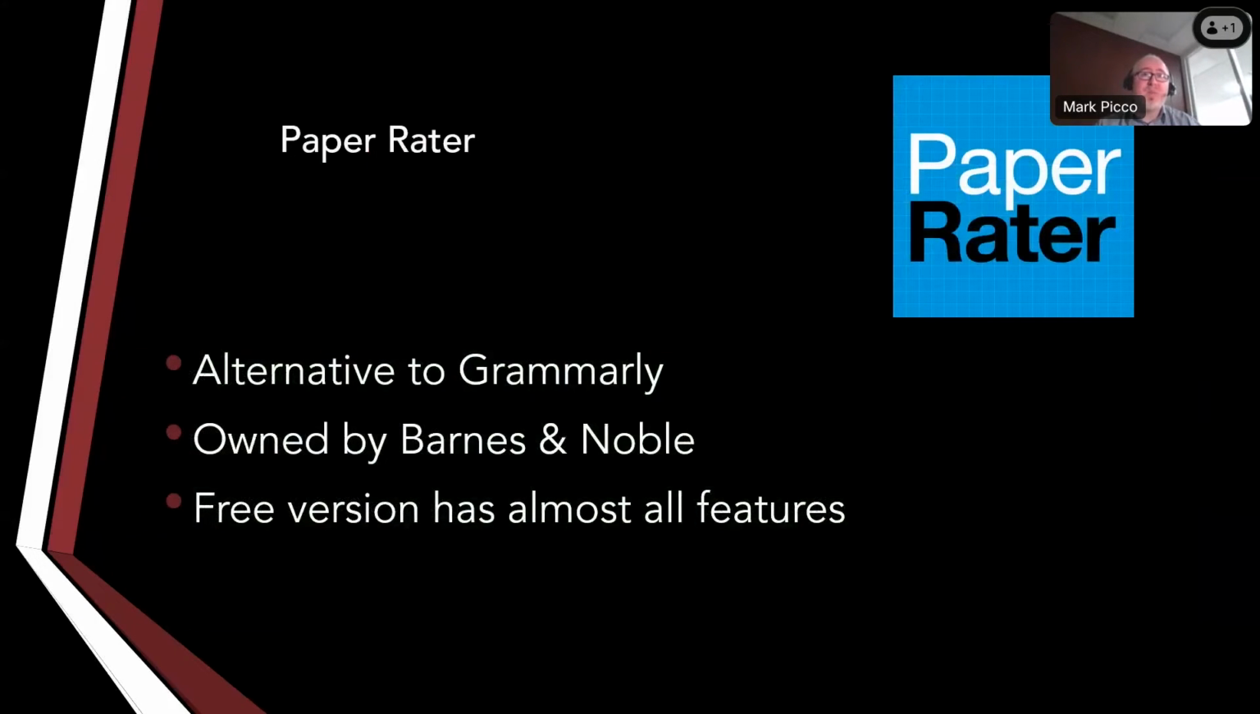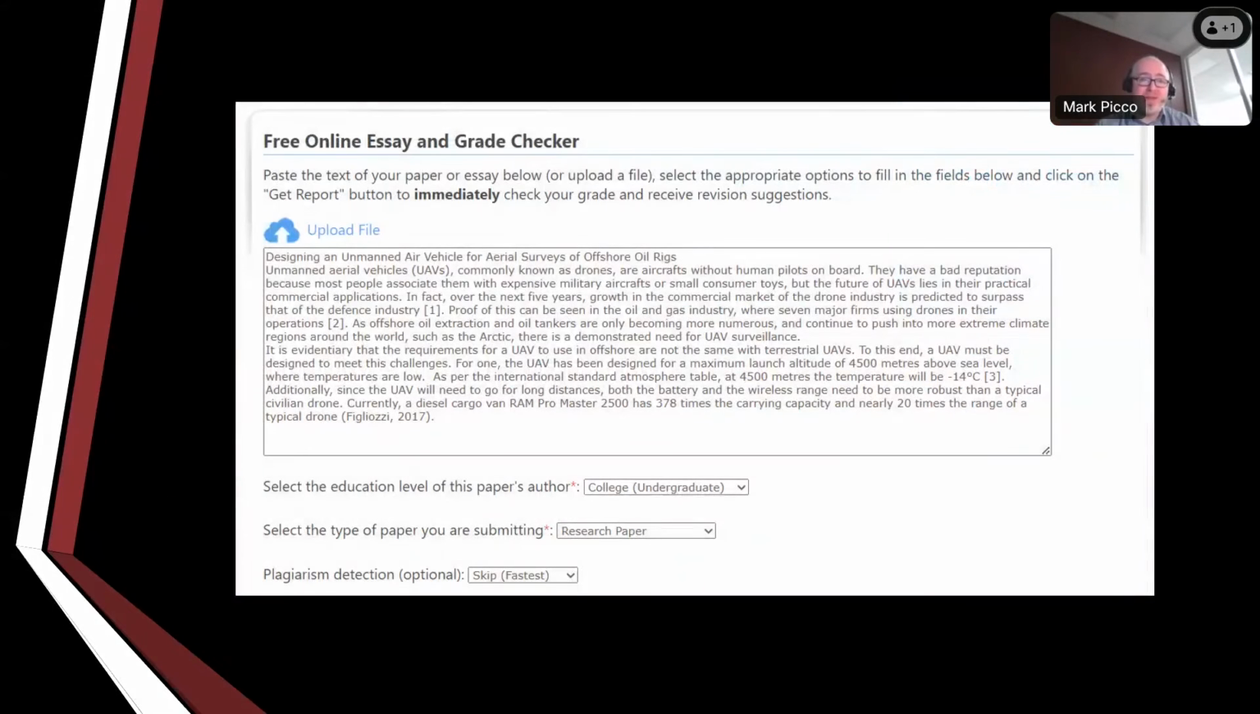An alternative is PaperRater. There is a paid version of this, but I think the free version is suitable for most people because it has almost all the features anybody would want. It looks like this. You put in your document, you set your education level. What it will do there is compare your writing with your peers, people who have that same self-reported education level. And the type of paper you're submitting as well, you put that in there.